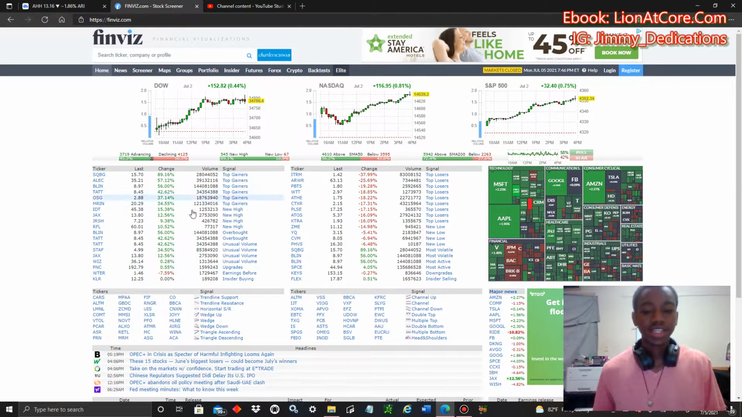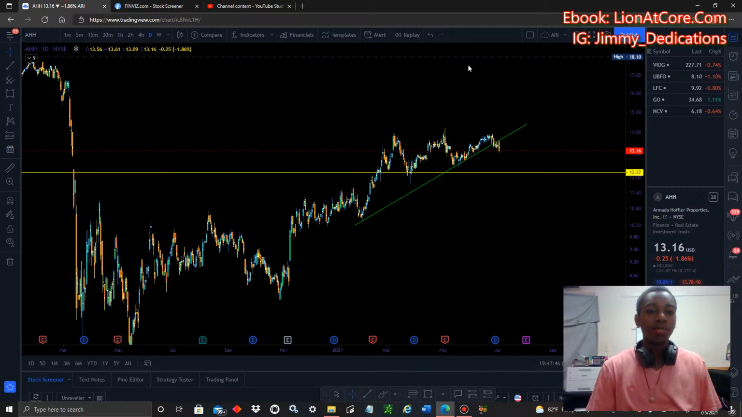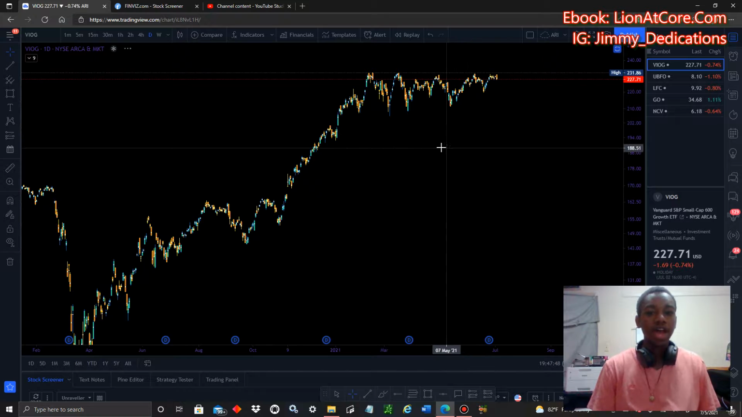I got a couple stocks I just found on finviz.com. I went to these ticker symbols and I found a couple patterns, and we're gonna mark them up for y'all. We're gonna start with VIOG.